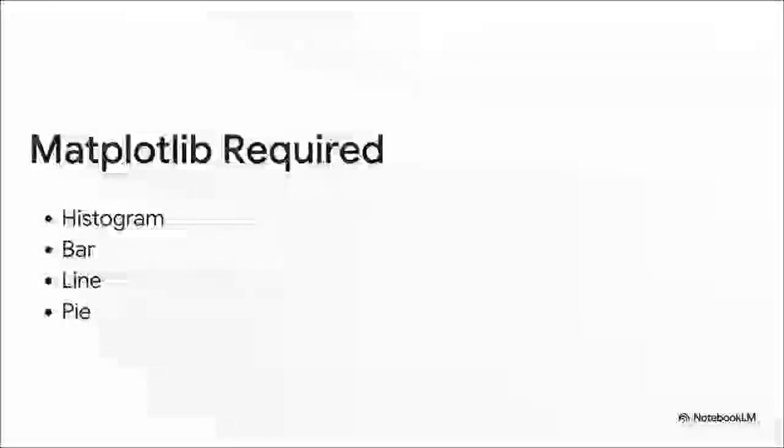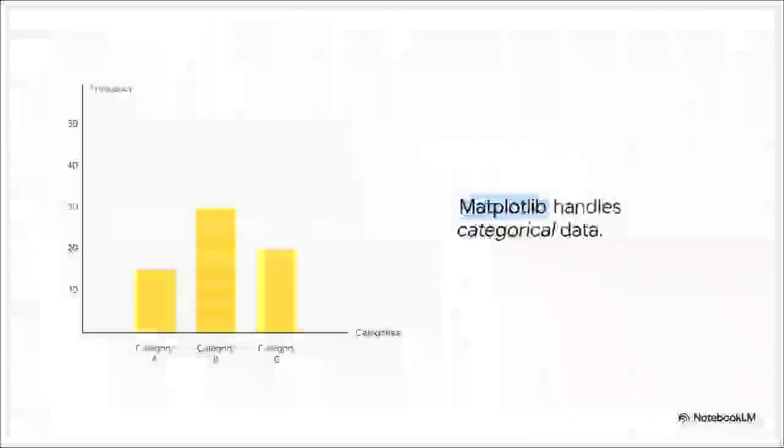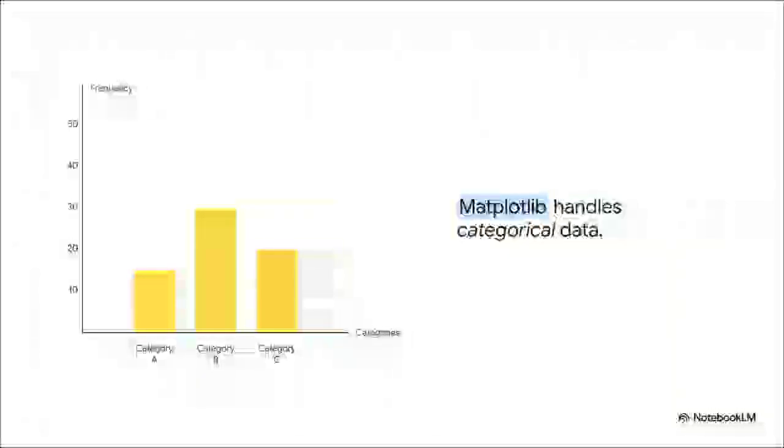Just as a quick refresher on the underlying techniques, you'll need the histogram for showing frequency distributions, the bar chart for comparing distinct categories, the line chart for tracking trends over time, and the pie chart for those part-to-whole relationships. Now, what's really interesting is how we take those abstract syllabus requirements and ground them into reality.